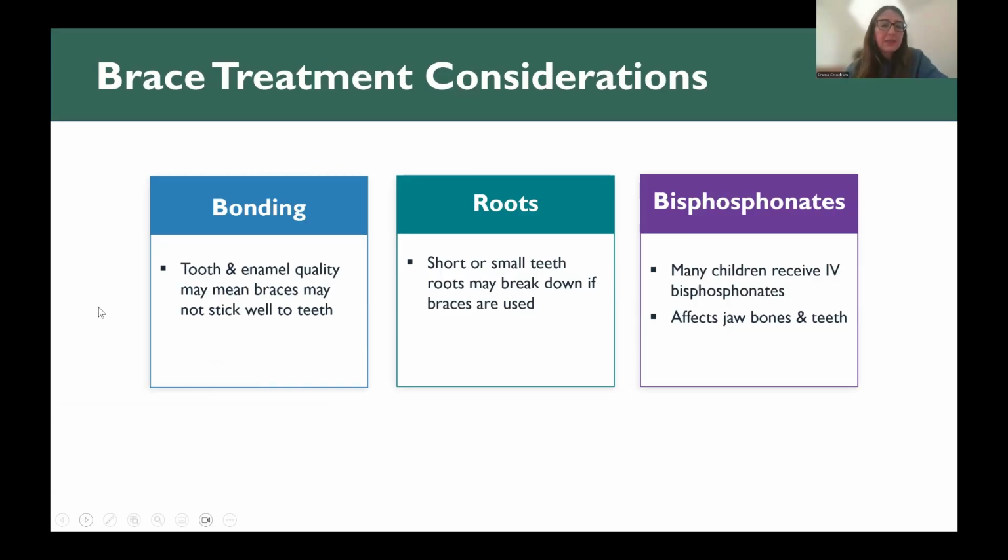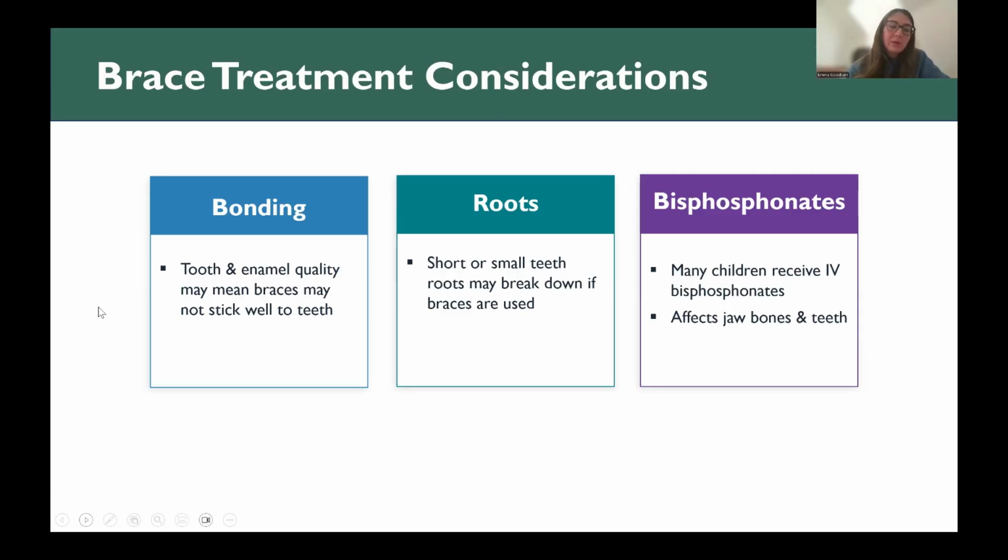So the first thing is bonding. How can we stick a fixed brace to your teeth? The tooth and the enamel quality may mean that if we stick braces to the teeth, it either doesn't stick very well and they keep falling off, and we don't progress with treatment because you keep coming in saying, oh, it's broken again and the teeth aren't moving very well. Or when we go to remove the brace, you get chipping of the teeth and they start to break down, which we also don't want.